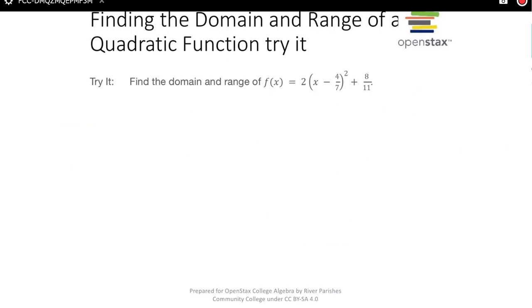All right, so you guys, you try this one. This one, you're still finding the domain and range. This one is in vertex form, so this might make it a little bit easier. Hint, hint there. So pause the video, and when you come back, we'll go over the answer.